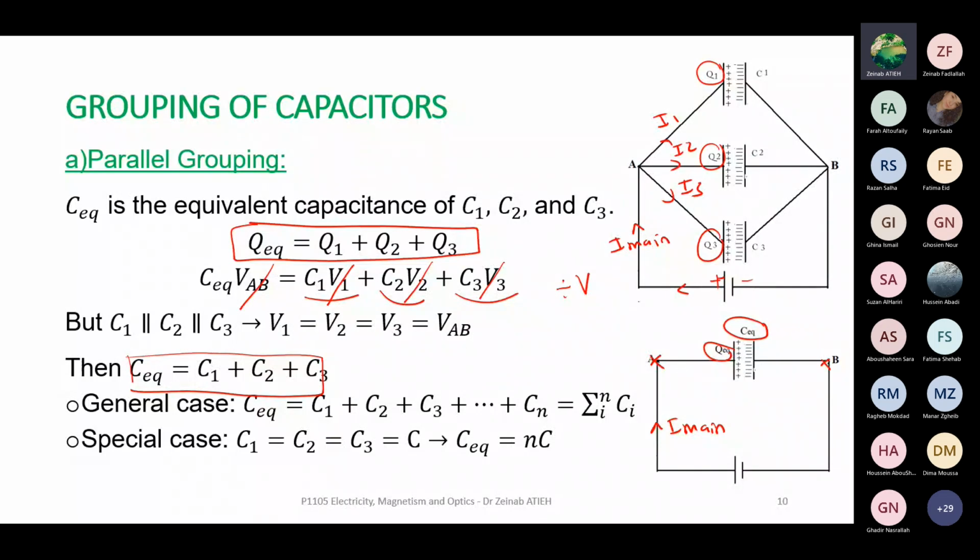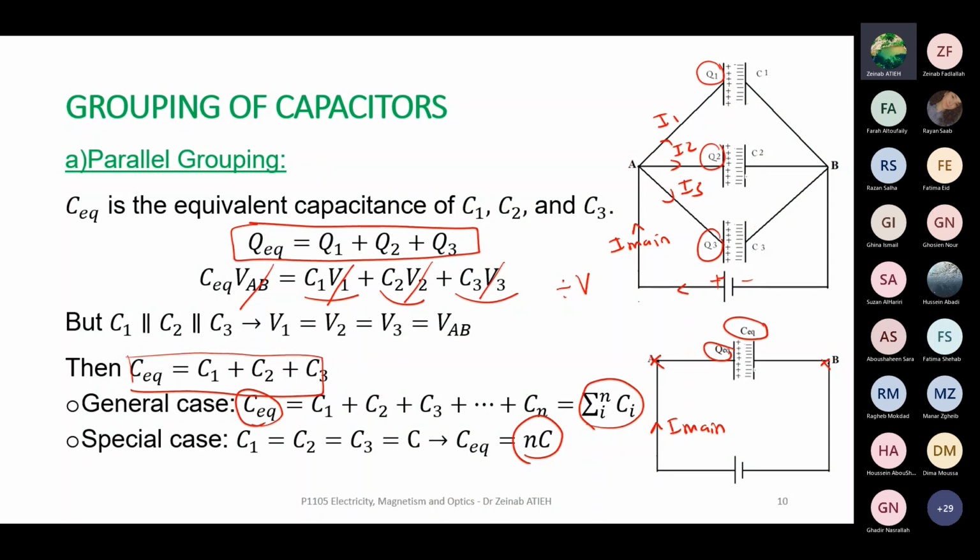So if they are connected in parallel, C equivalent is the addition of the individual capacitances. We add them one by one. So if we have n capacitors, we just add simply the capacitances, C1 plus C2 plus C3. General formula, C equivalent equals the sum of Ci. If they are all equal to C, simply they are nC. So C plus C plus C, n times, is nC. This is if we are talking about capacitors in parallel. When we solve, remember something important to keep in mind when we solve capacitors in parallel.